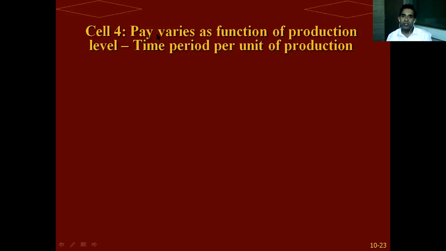And the second dimension is where pay varies as a function of production level. Here, depending on the performance of the employee, his or her pay varies or changes. It means low performers get low pay, high performers get higher pay.